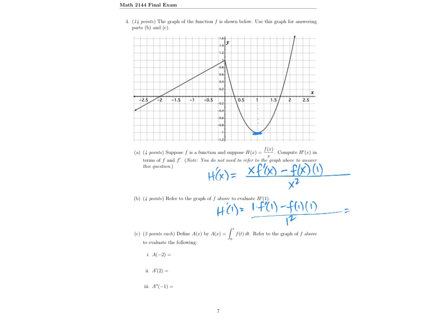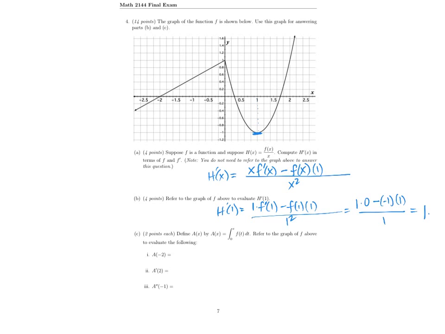So I'll have 1 times 0 minus negative 1 times 1 over 1. So that gives me 0 plus 1 over 1. So the answer is 1. Number 2, define a of x by that, refer to the graph above.